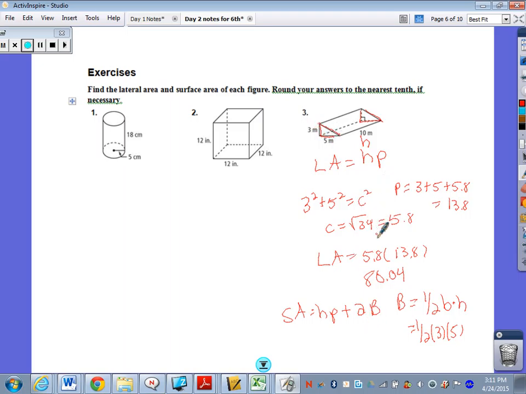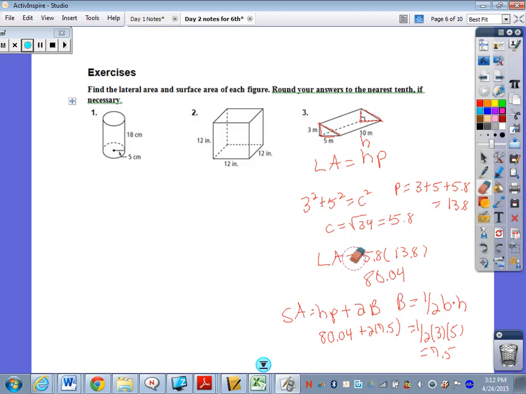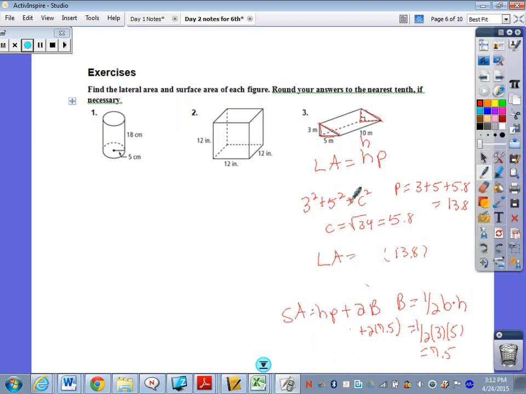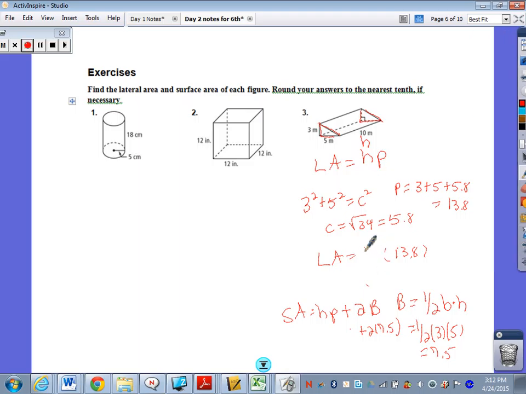So if you calculate that, you get 7.5, and then we're going to do 80.04 plus 2 times 7.5. Sorry, I need to go back again because I didn't do the right height. So we've got to fix that for a second. This height, sorry, is the height which we said was 10. So I'm doing 10 times 13.8, which is 138. So then I'm going to fix this and put 138 here, plus 2 times 7.5.